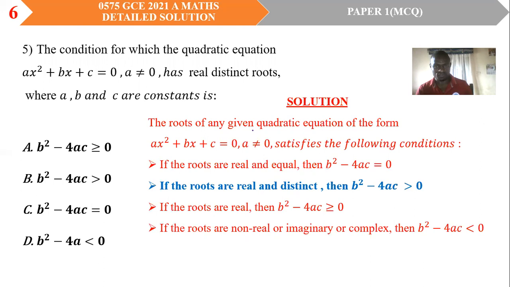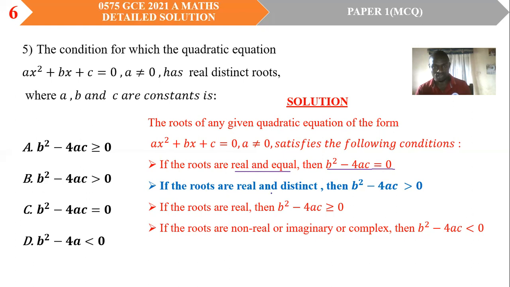The roots of any given quadratic equation of the form ax squared plus bx plus c equals 0, a different from 0, satisfies the following condition. If the roots are real and equal, the condition is that, please take notes on the condition. Real and equal, we have b squared minus 4ac equal to 0. For the roots to be real and equal, we just need to verify this quantity.